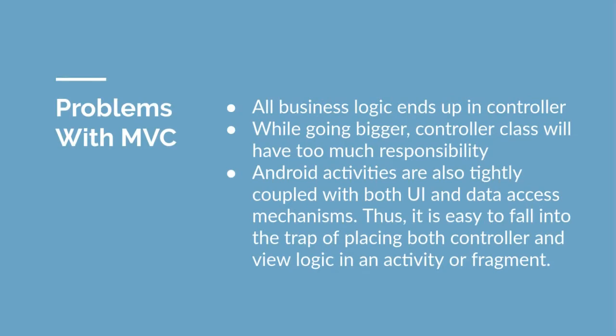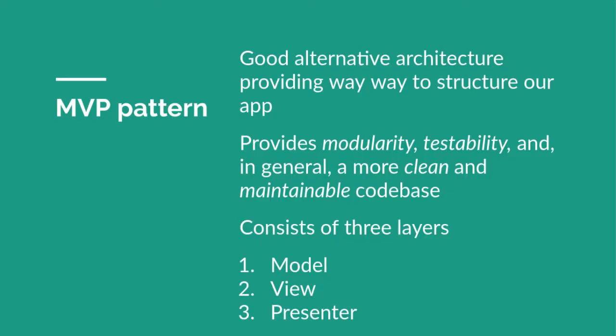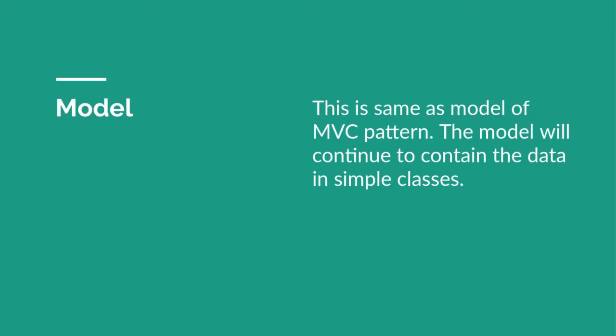Based on these problems, there's an alternative pattern, which is the MVP pattern. So what is the MVP pattern? It's a good alternative architecture which provides a way to structure your application. It provides modularity, stability, and in general a more maintainable and clean code base. Similar to MVC, this also consists of a 3-layer model: model, view, and presenter. The first layer is the model layer. This is similar to the previous one. As in the MVC pattern, it will continue to handle your data in simple classes.